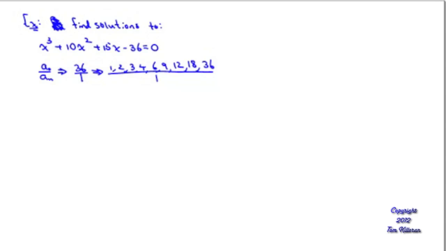Okay, so all I'm going to have to test is, well, it's divided by 1, so I can just make this my set. But you have to do plus or minus. They could be positive or they could be negative. So now I have these possible rational roots. What should I do next?